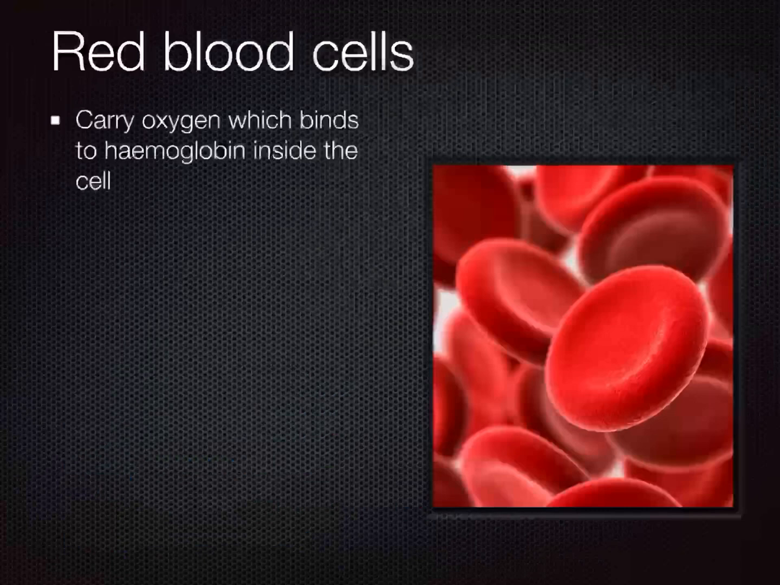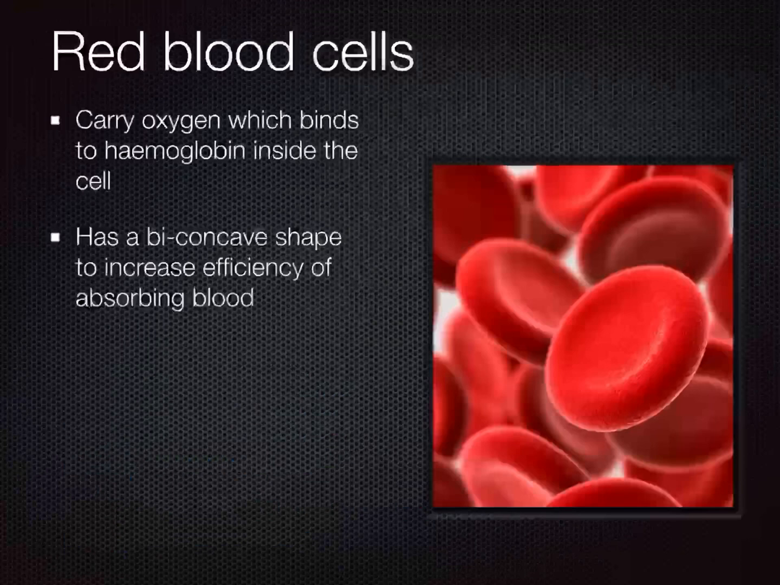Okay, so let's start with the red blood cell. Its job is to carry oxygen. Now inside the red blood cell there's a protein called hemoglobin. Now hemoglobin is what the oxygen binds to, and that's really important, you know that. So oxygen binds to hemoglobin, forming oxyhemoglobin, and that happens inside the red blood cell.